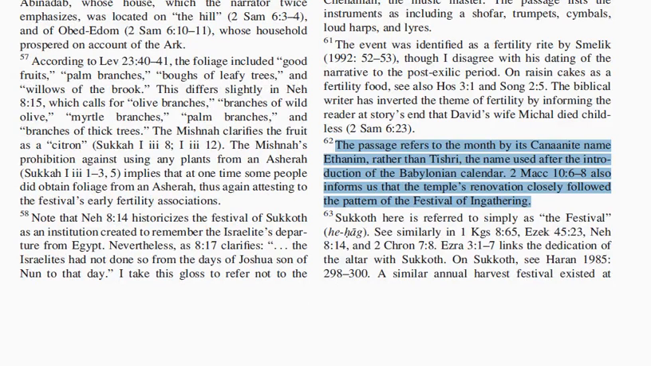Footnote: the passage refers to the month by its Canaanite name Ethanim rather than Tishri, the name used after the introduction of the Babylonian calendar. 2 Maccabees chapter 10, 6-8 also informs us that the temple's renovation closely followed the pattern of the festival of ingathering. Sukkoth here is referred to simply as the festival, Hehag. See similarity in 1 Kings 8:65, Ezekiel 45:23, Nehemiah 8:14, and 2 Chronicles 7:8. Ezra 3 verses 1-7 links the dedication of the altar with Sukkoth. On Sukkoth, see Haran 1985, pages 298 to 300.